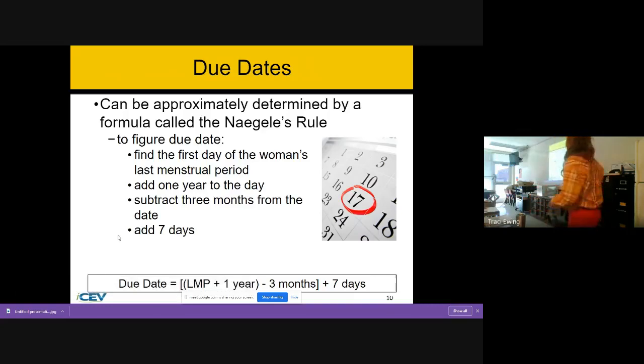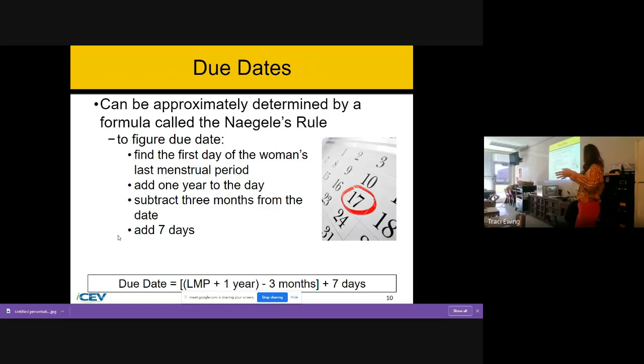Okay, due date. I'm going to show you how to do it mathematically, but you don't have to do it this way because we have nice technology now. But this is the formula. You take the first day of your period, and you add 1 year. So if it was today, September 30th, it would be September 30th, 2021.